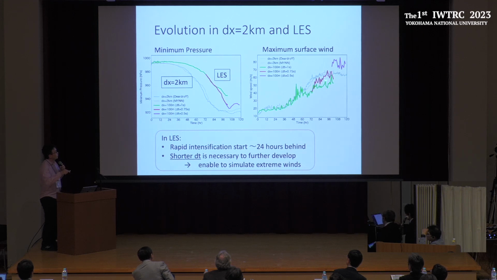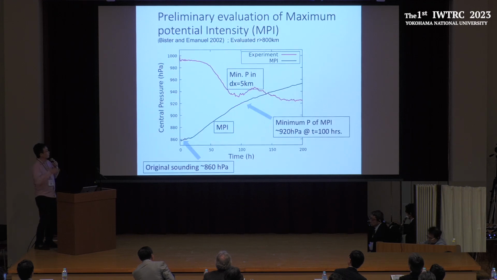As you see, if we shorten the time step, the maximum surface wind speed jumps up. So this seems necessary to reproduce a strong tropical cyclone. The pressure minimum of 920 seems to be the limit predicted by the MPI theory.